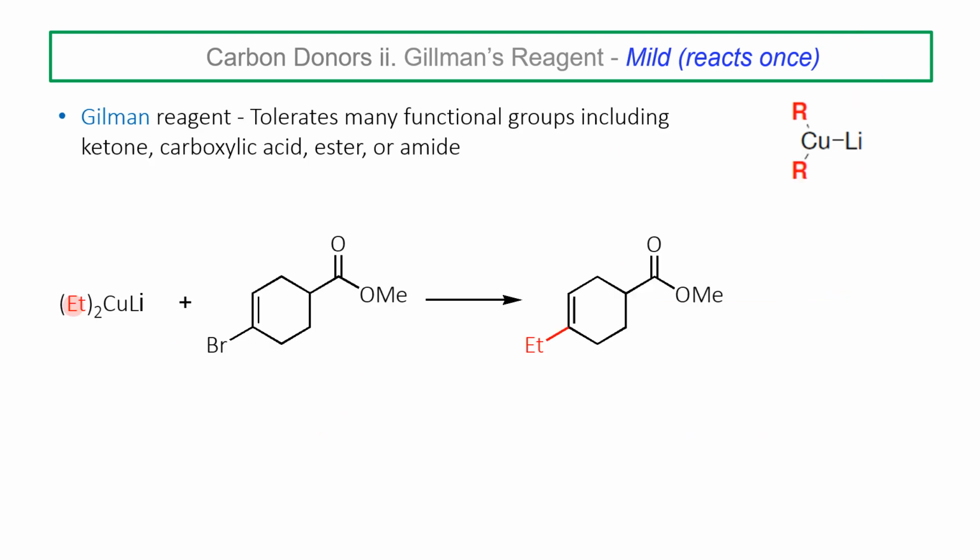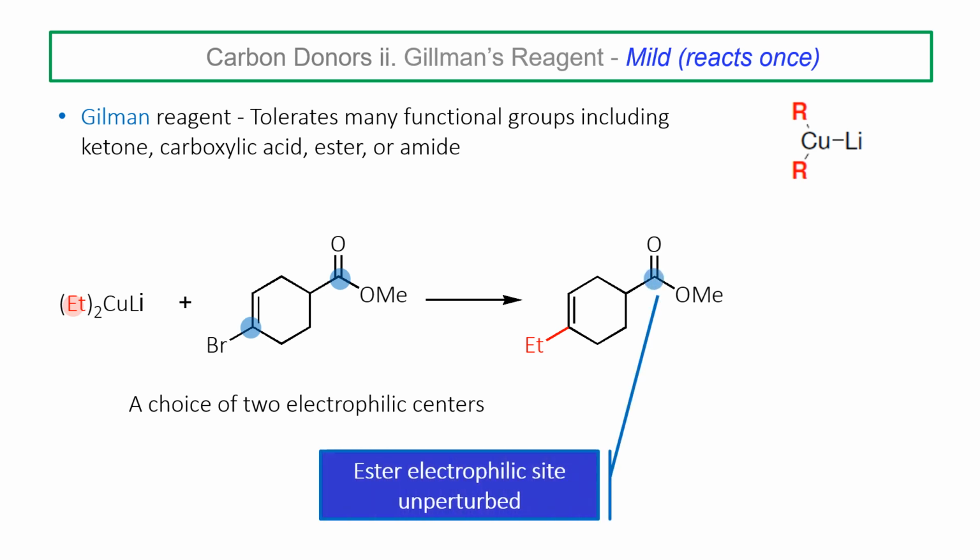And here is a classic example. We have a Corey-House coupling in the presence of an ester because the Gilman reagent tolerates a number of functional groups, including ketones, esters, and amides. Here you can see that we have a choice of 2 electrophilic centers, and of course the coupling took place at the halide and not at the carbon center of the ester.